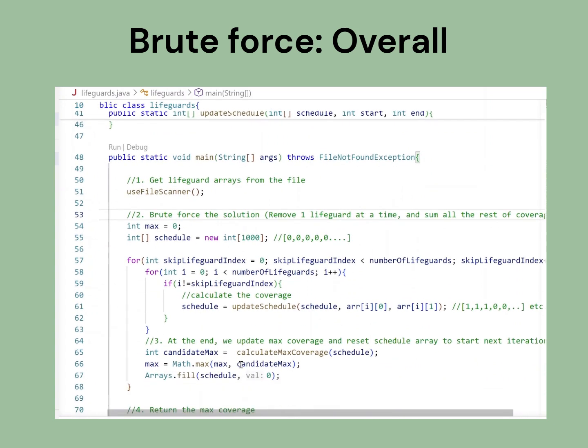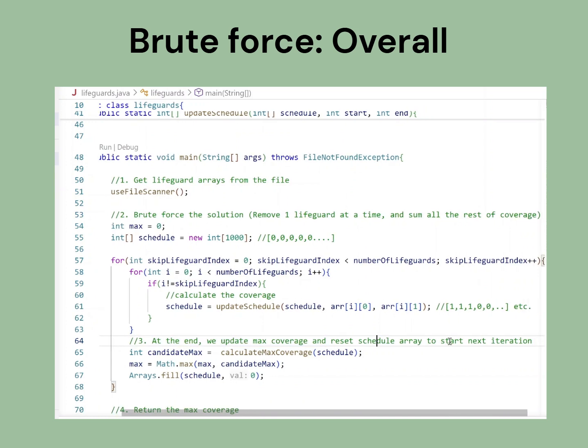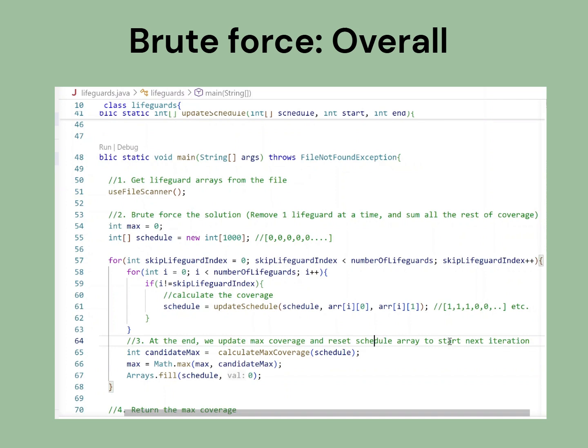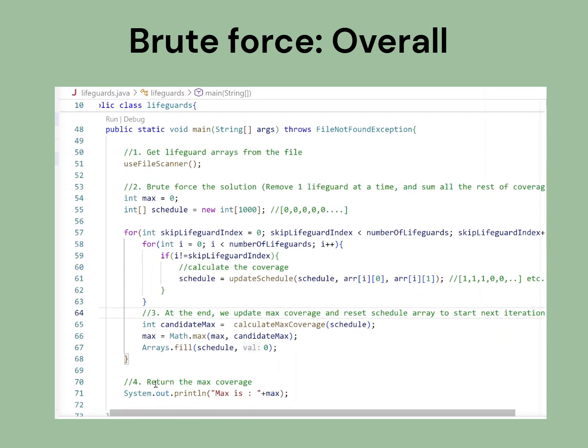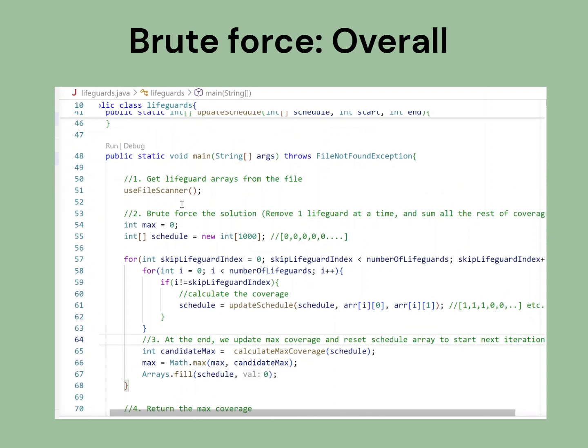and calculate the coverage for the rest of the lifeguards. In step 3, we update the maximum coverage for each iteration at the end of the loop and store the value for the next iteration coming up. And finally, in step 4, we print out the maximum coverage at the end of the function.